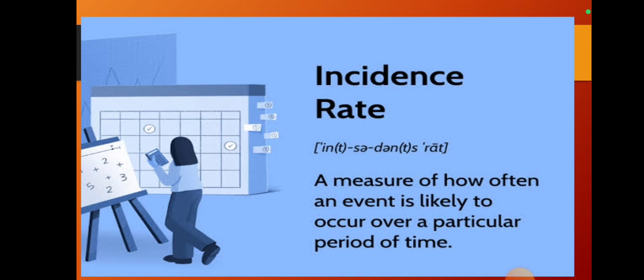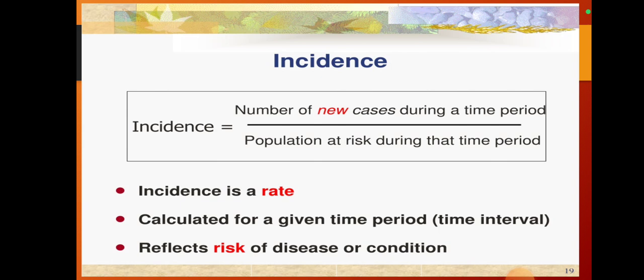Compare the past exposures of both groups. What is incidence rate? A measure of how often an event is likely to occur over a particular period of time. What is incidence? Incidence equals number of new cases during a time period divided by population at risk during that time period. Incidence is a rate calculated for a given time period or time interval. It reflects risk of disease or condition.